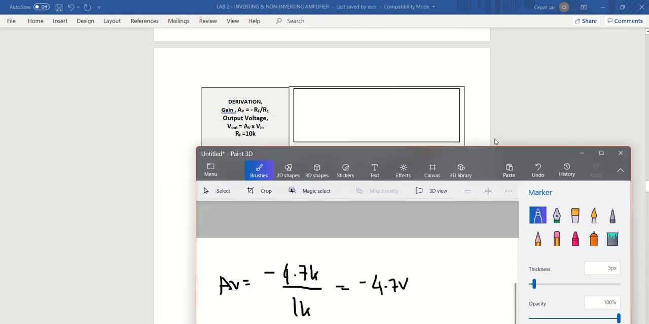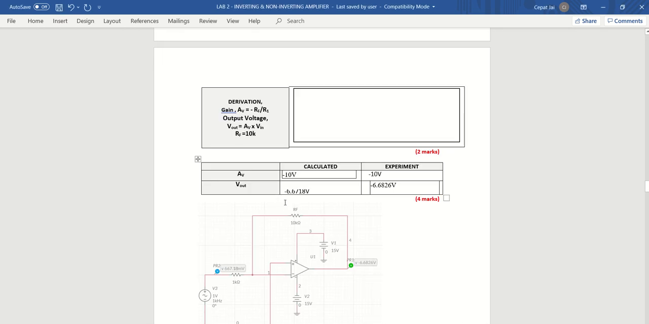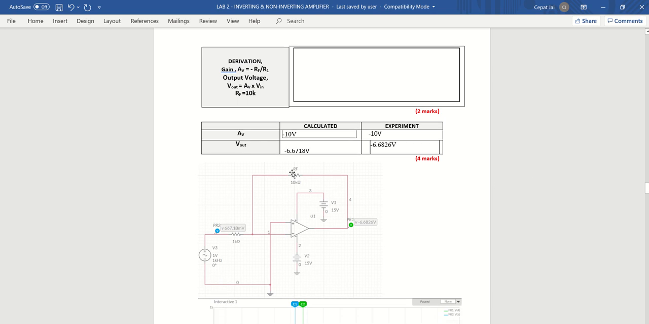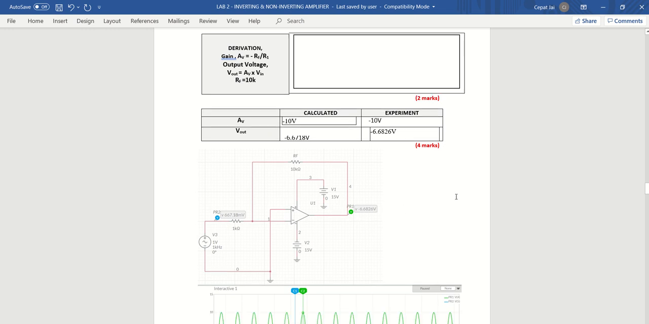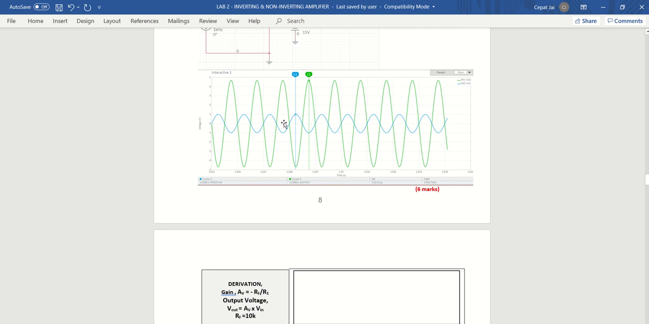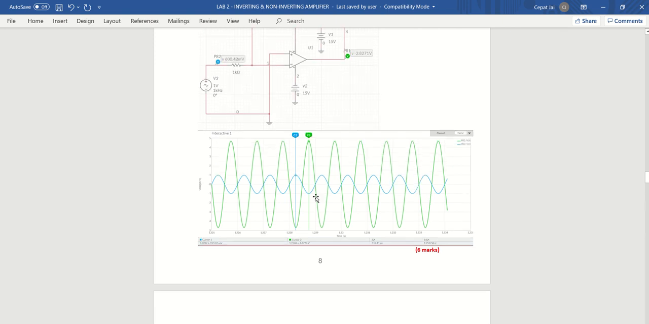The formula is still the same, and I get my V out is negative 6.6718 volt for the calculation. And for the experiment, I got negative 6.6826 in the circuit. Still accurate. The waveform is like this.